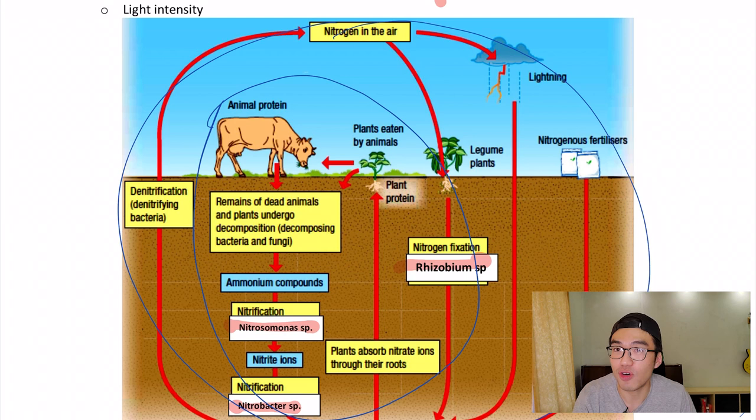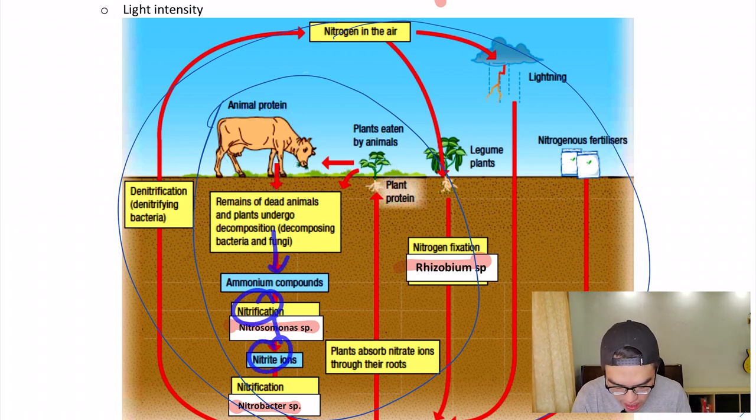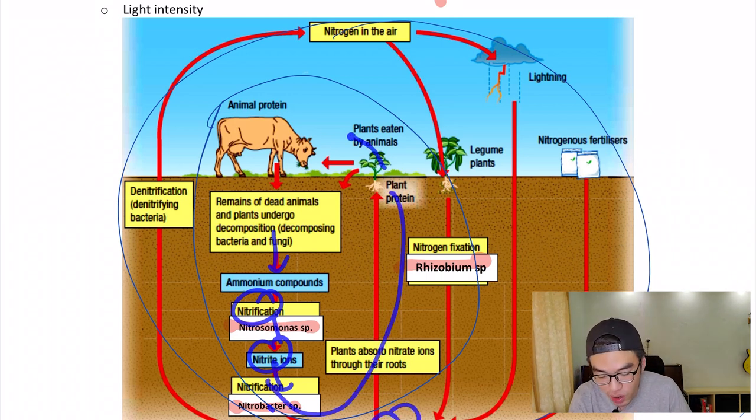So what does it mean by small cycle? The small cycle is the exchange between plants, animals, and when they die. They will go into ammonia, nitrification to turn into nitrite, nitrification again to turn into nitrate, and then they will be absorbed by the plant. So can you see this is a small cycle?